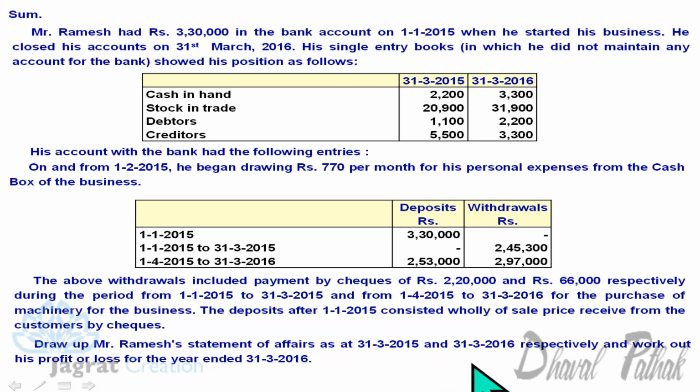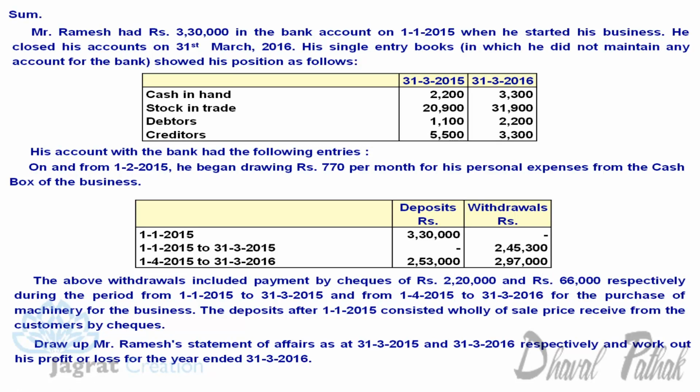Now I want to prepare a statement of affairs on 31st March 2016. So what are the assets on 31st March 2016? Cash in hand 3,300; stock in trade, debtors and bank balance I am required to work out. The closing balance as on 31/3/2015 will become the opening balance. In that opening balance, 2,53,000 deposits will be added and 2,97,000 withdrawals will be deducted. I'll get the bank balance.